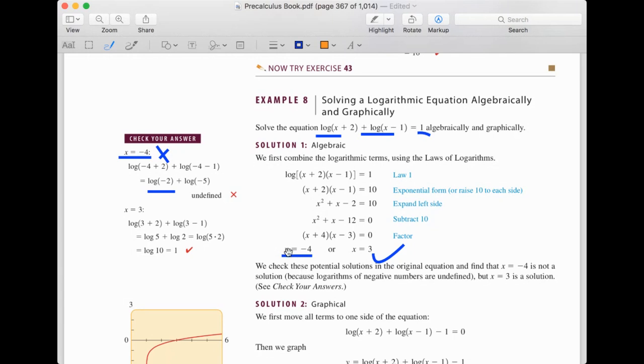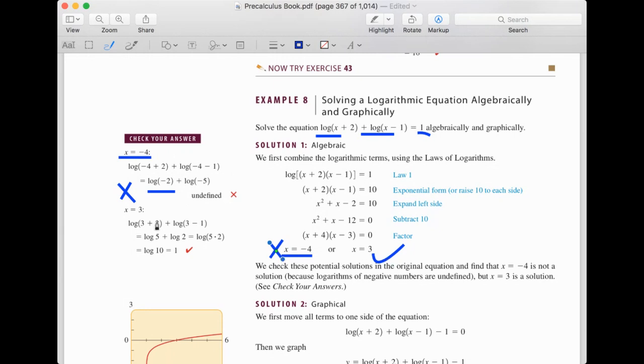So it seems like x has two solutions, negative 4 and 3. But for log, we need to go back and check. Let's check x equals negative 4. Let's plug into the original equation. I have log of negative 4 plus 2. Negative 4 plus 2, that's log of negative 2. No good, right? The domain of log has to be positive numbers. So we reject this value. x equals negative 4 is not a solution for the equation.